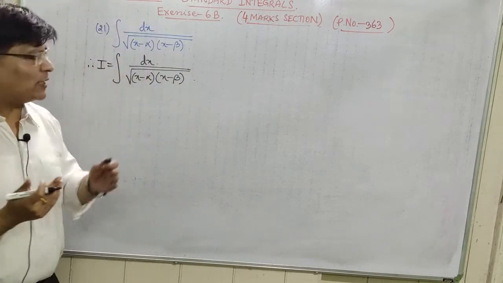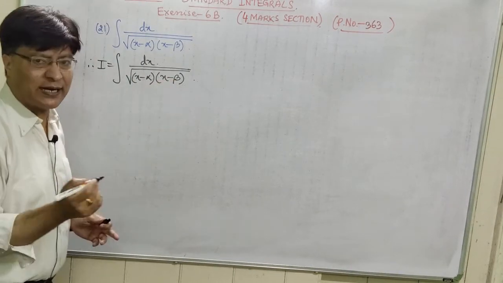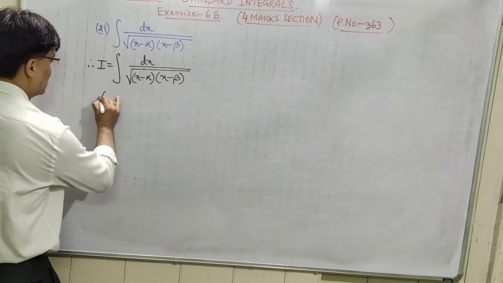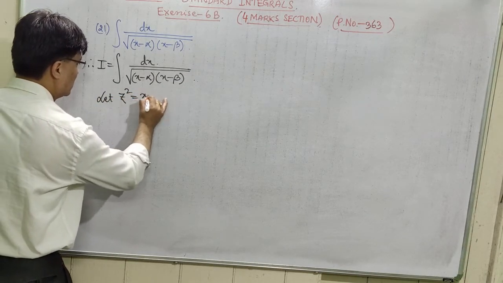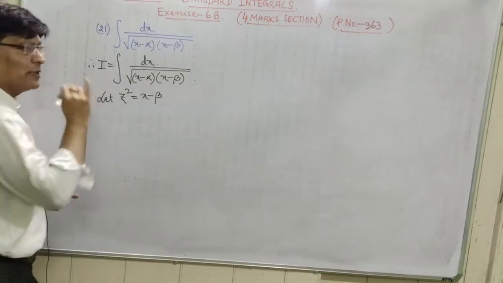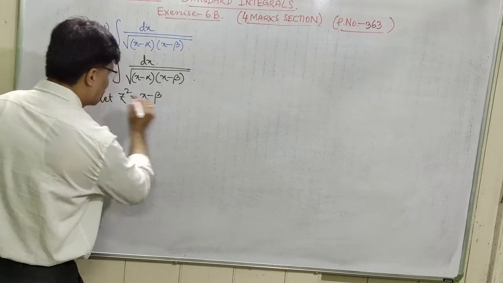Whichever factor you like, you can suppose it as z square. So let us take this x minus beta as z square, right? So let z square is equal to x minus beta. You may take z square is equal to x minus alpha. Okay. So this is the method of substitution.